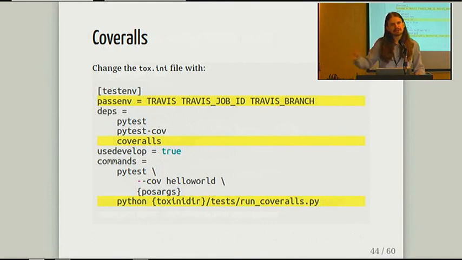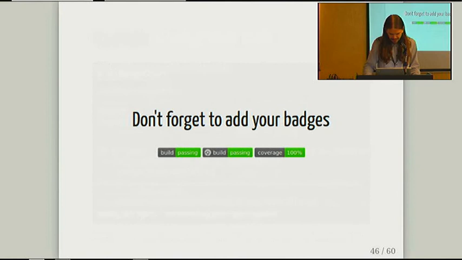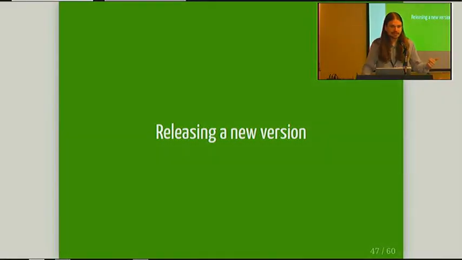Coveralls is to track your coverage over time. So if you receive a new pull request, you can see: is this maintaining the same coverage? Is it lowering the coverage? So you can analyze if the new code is being tested as well. Okay. Add your badges to your README so you can see at a glance that the build is passing, etc. Okay, done.